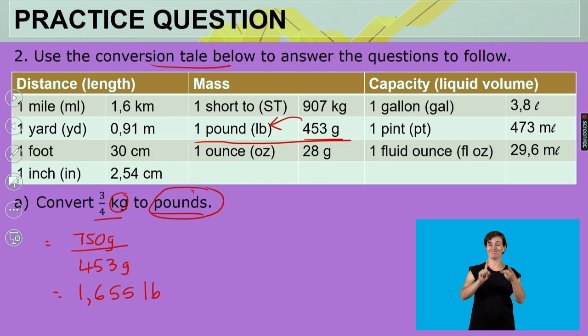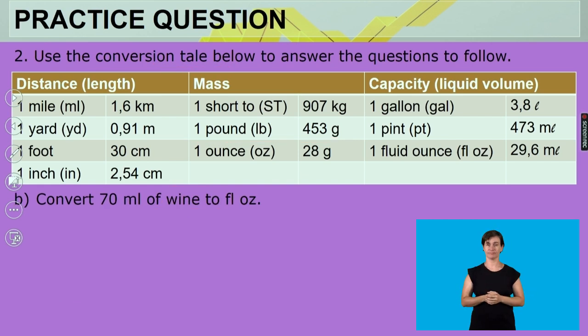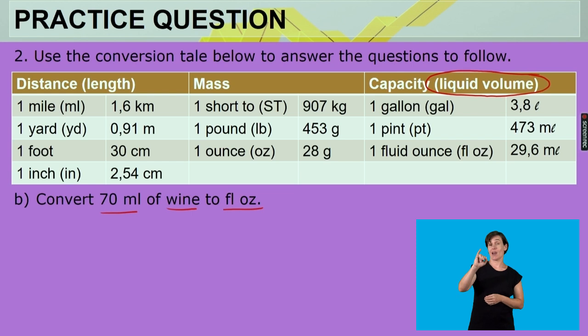Okay, let's do another question. At question number 2b, we are saying convert 70 milliliters of wine to fluid ounces. So looking at what is presented, milliliters, fluid ounces, that refers to our liquid volume. So now I know this is the section I must focus on. Here is fluid ounces, and here's milliliters. We agree? Okay, so 1 fluid ounce equals 29.6 milliliters.